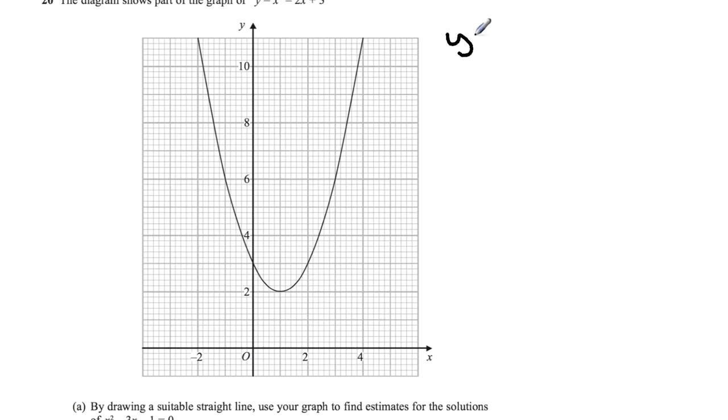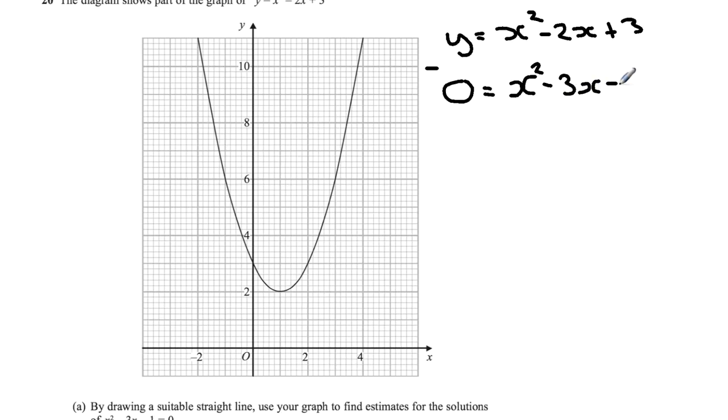So we have y equals x squared minus 2x plus 3, minus 0 equals x squared minus 3x minus 1. So y minus 0 is y. x squared minus x squared is 0x squared, so we don't need to write that down. Minus 2x minus minus 3x gives us x. 3 minus minus 1 is plus 4. Now I'm going to draw y equals x plus 4.